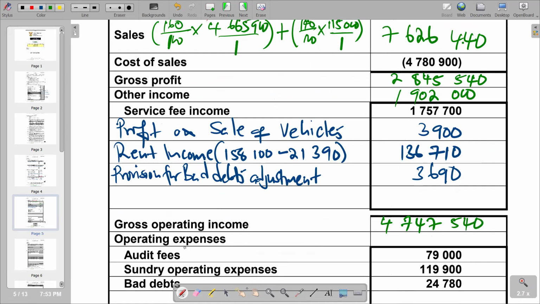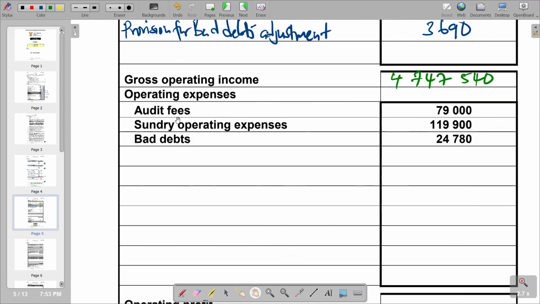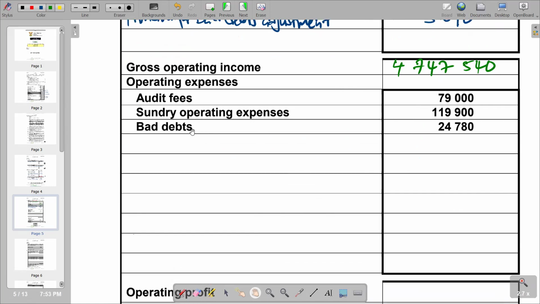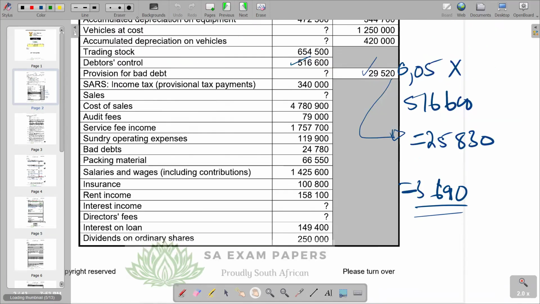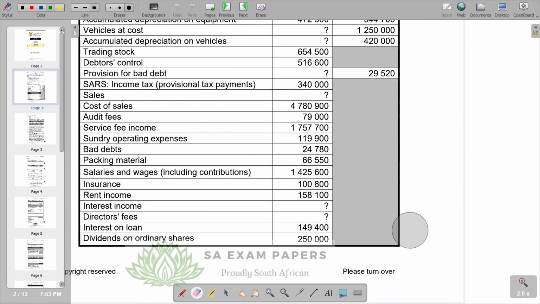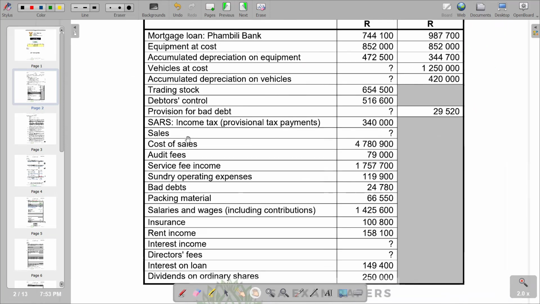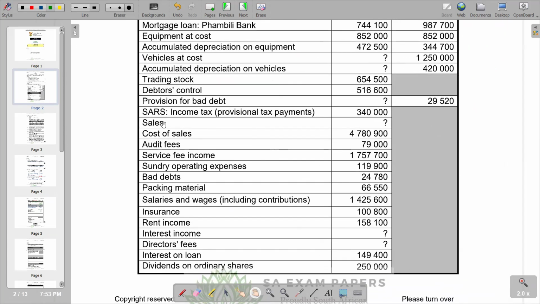Then we go to the operating expenses section, where obviously the total of operating expenses is going to come here, but we've got three pre-entered operating expenses in terms of audit fees, standard operating expenses, and bad debts. So we are going to list other expenses that we have in the question, which we can find in the list of balances given here. If you come here, you'd see the list that we can go down checking for those expenses.